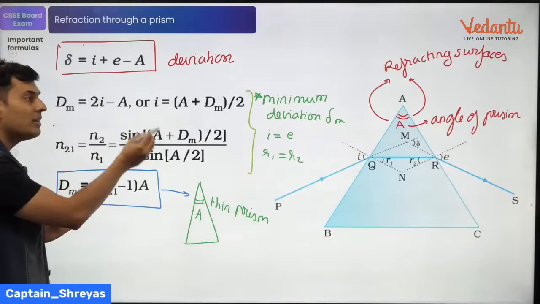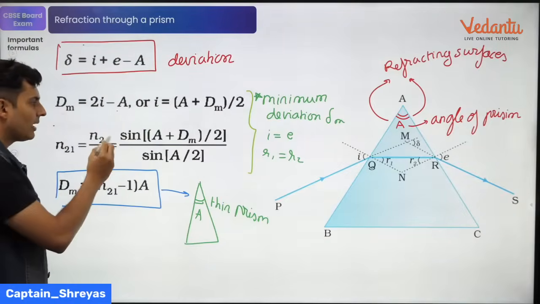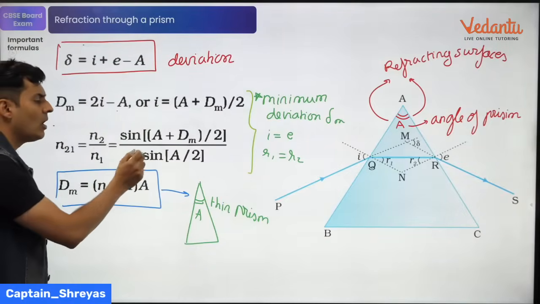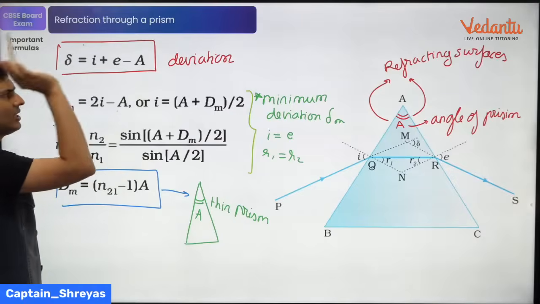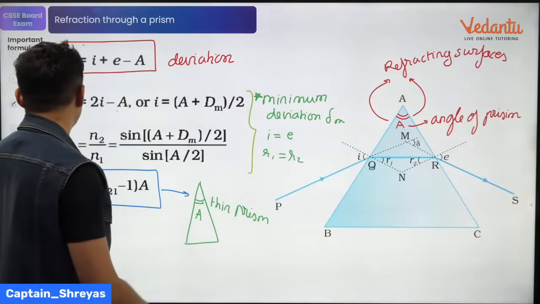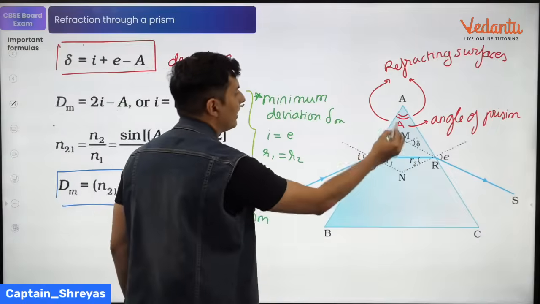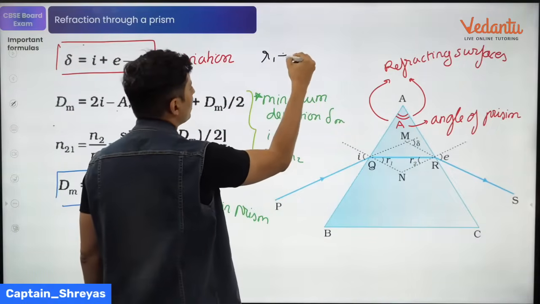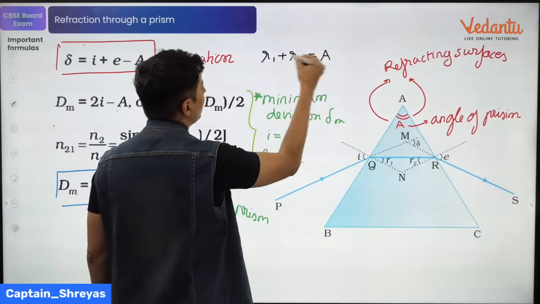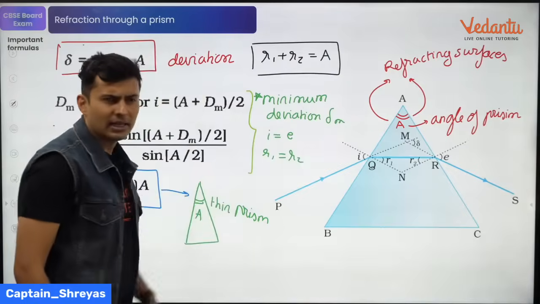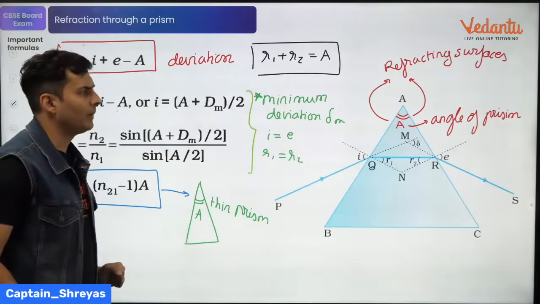This is true only for minimum deviation. Refractive index is sine A plus D by 2 upon sine A by 2. This is the general formula. In fact, I can give you one more formula over here. That is, R1 and R2 are related to A. So you can also write R1 plus R2 is equal to the angle of prism. That is also a general formula.